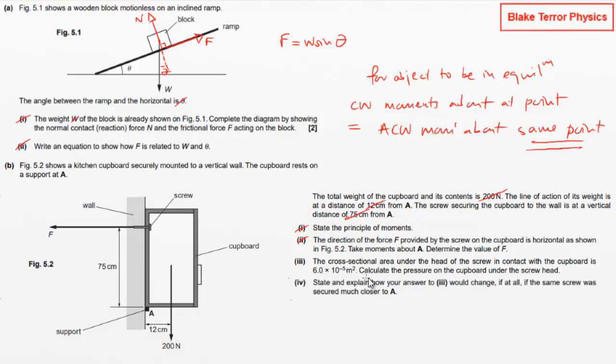Cool. The cross-sectional area under the head of the screw in contact with the cupboard is 6 times 10 to the minus 5 meters squared.